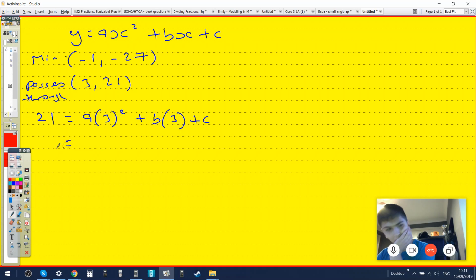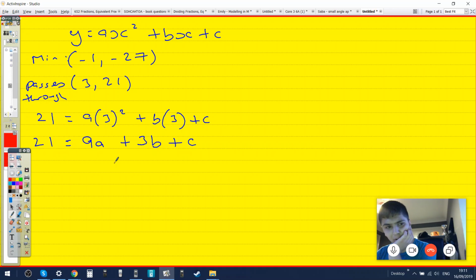Well, I think we can't really solve it, but we can just expand it to simplify it a bit. Okay, so 21 equals to 9a plus 3b plus c. Any idea what's next?